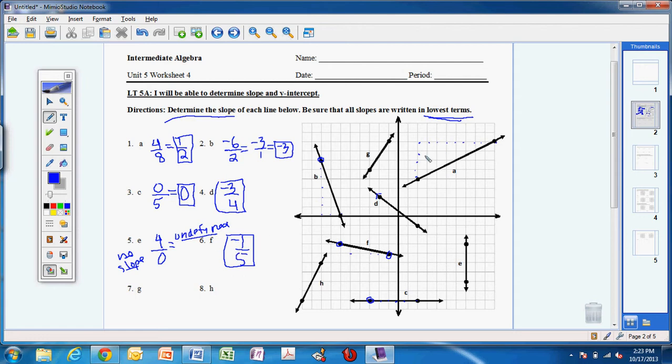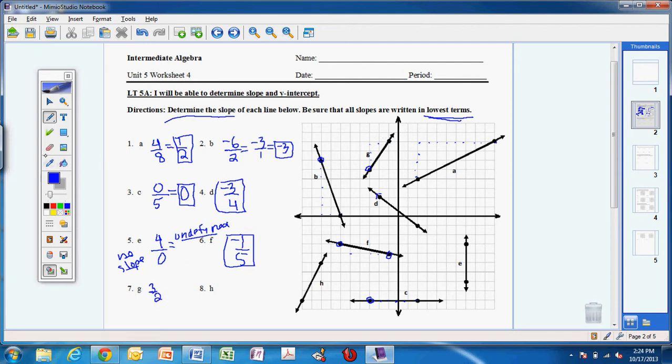So line G, again, starting at whatever point you want, you could start here. If I went here, I would go up 1, 2, 3. I'd go up 3, and then how much am I running? Well, I'm running 2 in the positive direction. So I get 3 over 2.